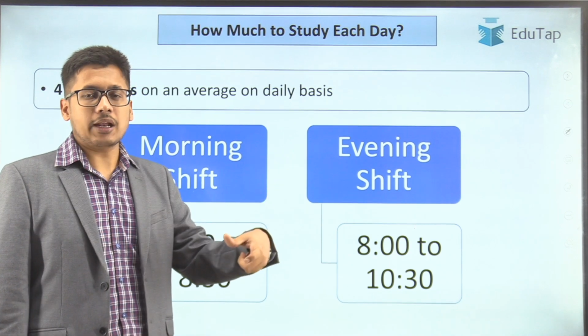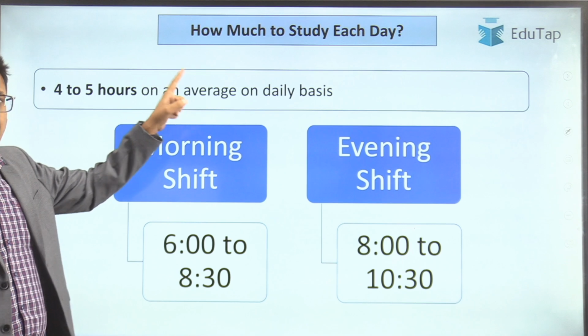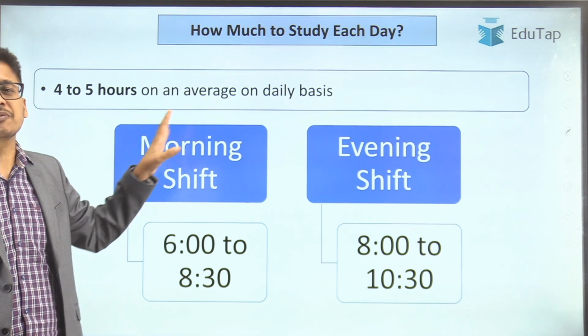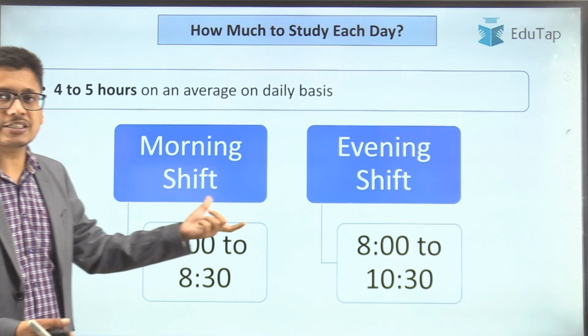for APFC, right? If completely you are focusing on APFC, 4 to 5 hours should be dedicated exclusively to the APFC preparation. Then you can break these 4 or 5 hours into 2 shifts. One is a morning shift, one is an evening shift.